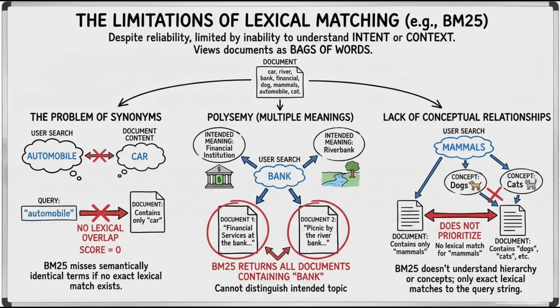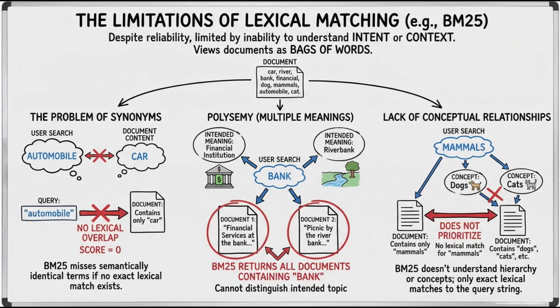While BM25 is a reliable workhorse for search, it has a significant blind spot. It doesn't actually understand what your words mean. Because it treats documents like a simple bag of words, it struggles with the nuances of human language. First, there is the problem of synonyms. If a user searches for the word automobile, BM25 will completely ignore documents that only use the word car. Even though they mean the exact same thing, the system sees no matching terms, and therefore it returns nothing.